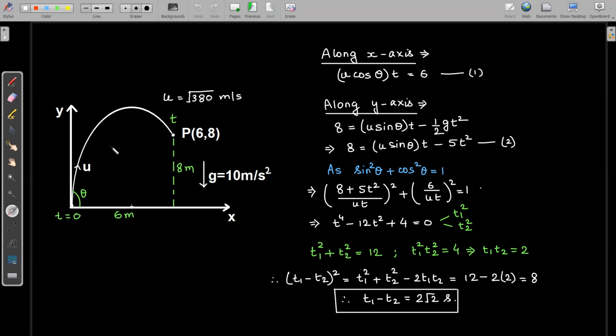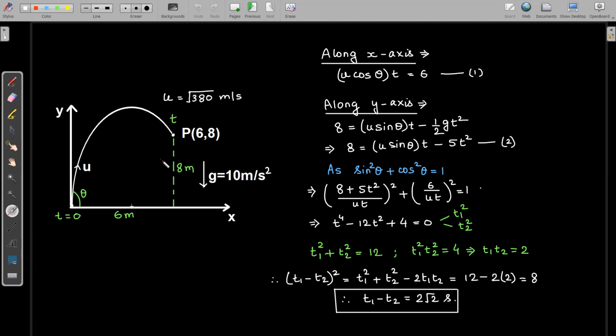Now, we know that in projectile motion, the horizontal component of velocity, which is u cos theta, is not going to change. So the horizontal displacement of the particle is 6 meter from origin to point P. The horizontal displacement is 6, and the particle is taking time t to reach point P. So we can write u cos theta into t, which is the displacement in horizontal direction, given to us as 6. So this is our first equation.